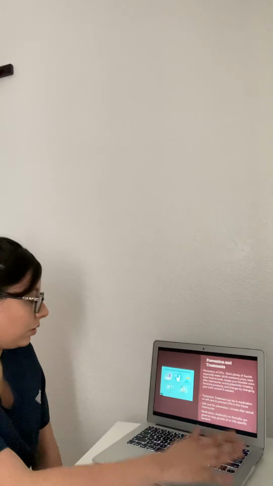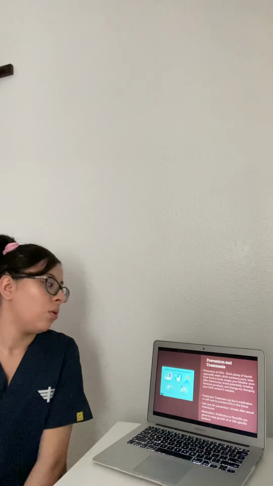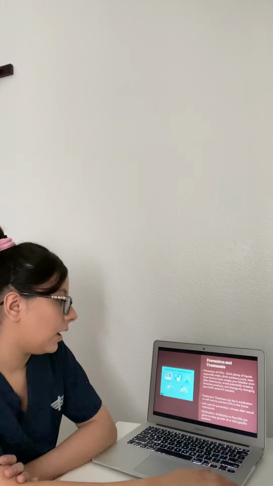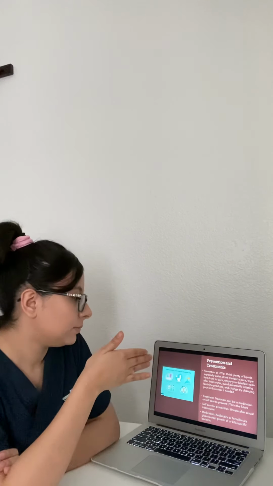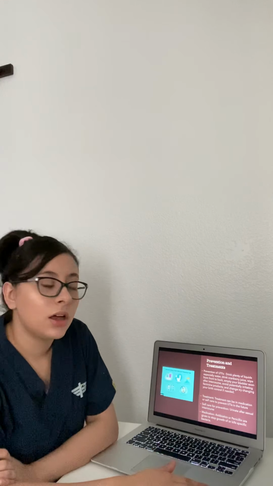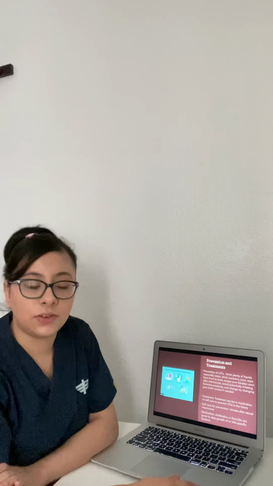Our next slide, we already went over prevention and treatments. So to prevent a UTI, you want to make sure that you're drinking lots of water, keep yourself hydrated. If you drink cranberry juice, that would be good as well, just because it has a lot of nutrients in it. Also, like I mentioned before, you want to wipe from front to back. Empty your bladder after intercourse. It's very important, just because there is bacteria, and you want to make sure you get that cleared out. So urinating after intercourse is very important.